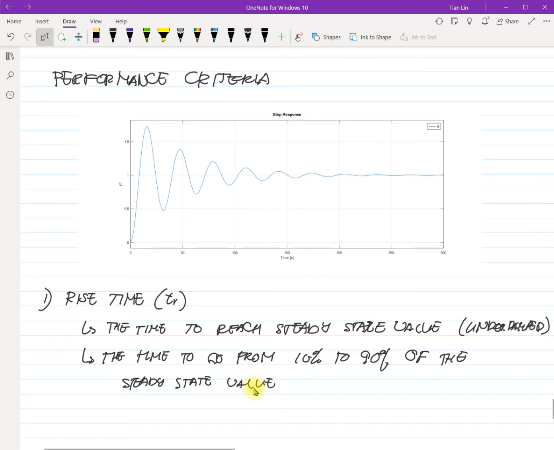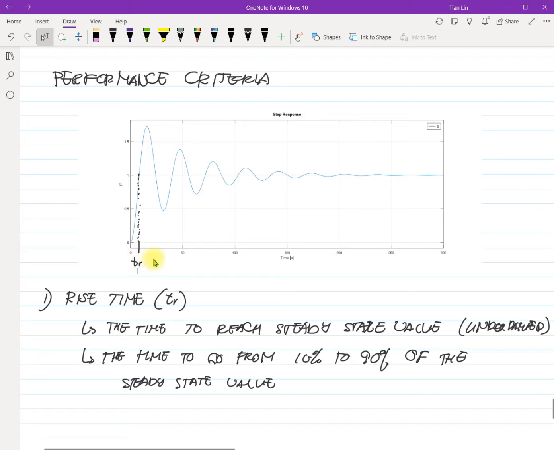Now we will derive this. So in the drawing, this is an underdamped system. So the rise time is when the time response reaches 1, which is our steady state value here. So if we project this on the x-axis or the time domain, the time there is called the rise time.